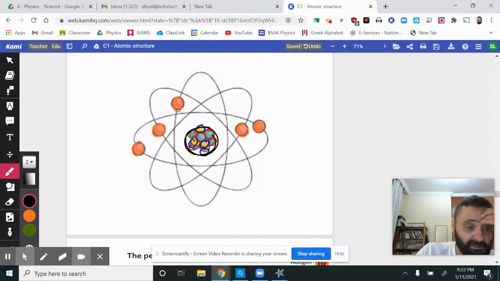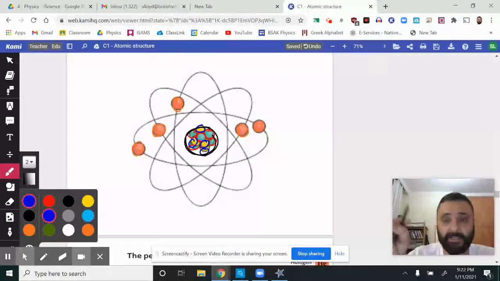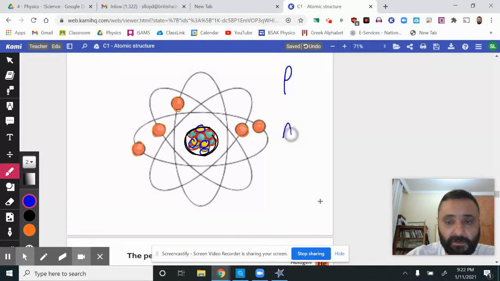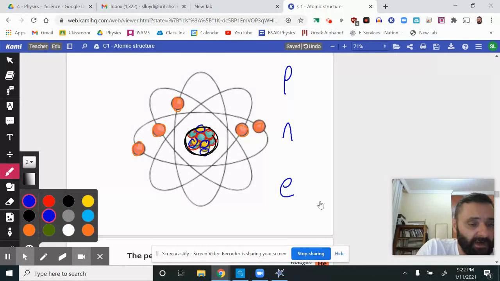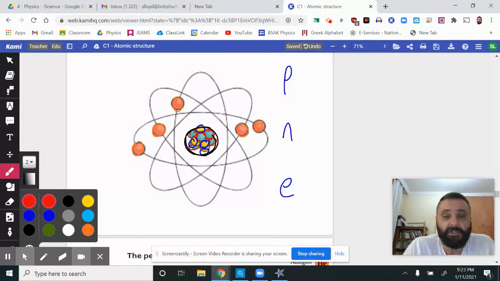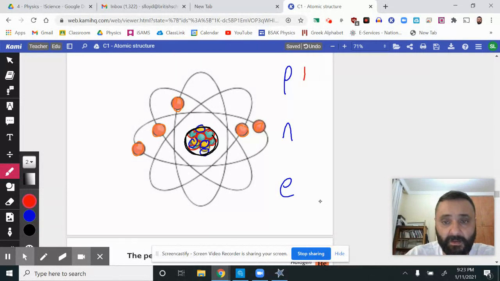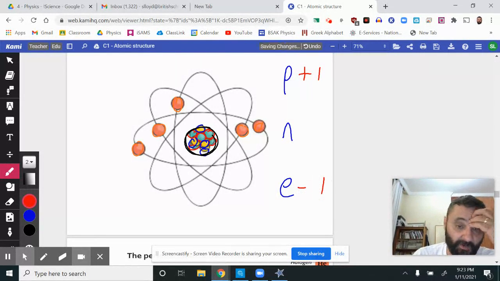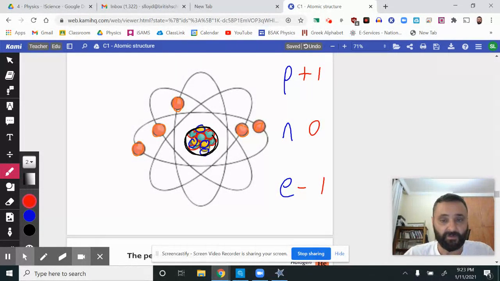Now, first important fact we need to know about protons, neutrons, and electrons is the charge, because understanding what's inside atoms is all about charge. The charge on a proton, if you remember, is +1. They're positive, but they have a charge of +1. The electrons are negative, so they have a charge of -1. Now, neutrons are neutral. That's why they're called neutrons. So they have a charge of 0. So that's the most important fact, really, when figuring out what's inside atoms.